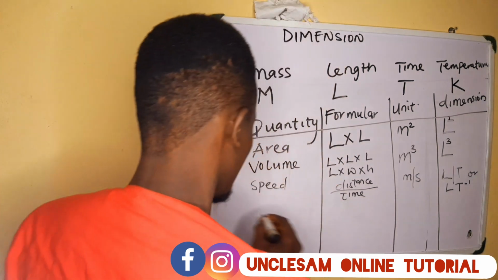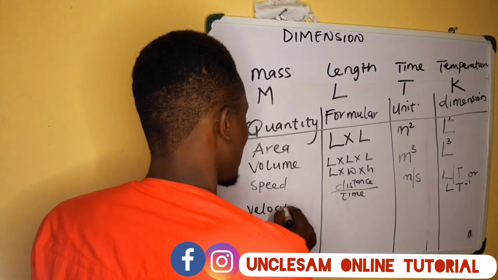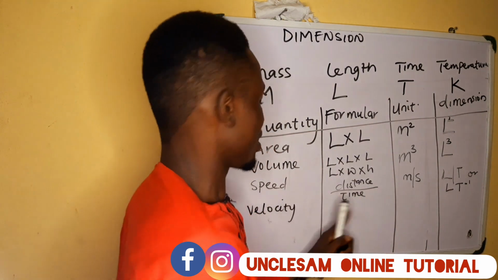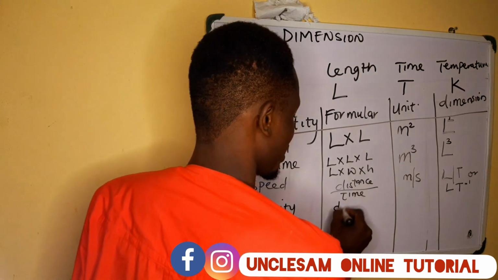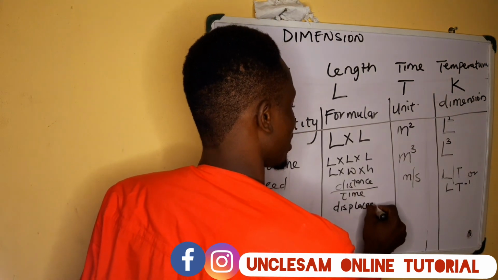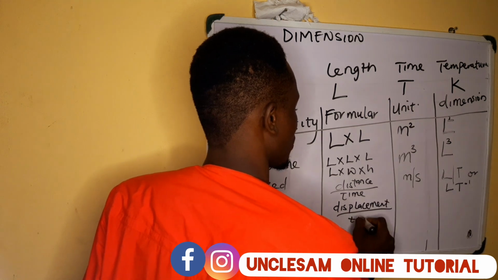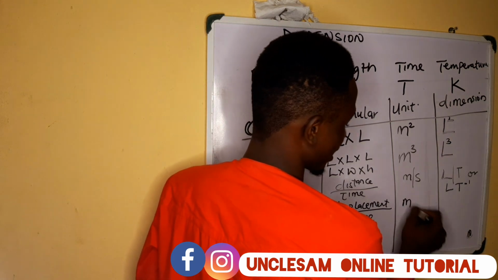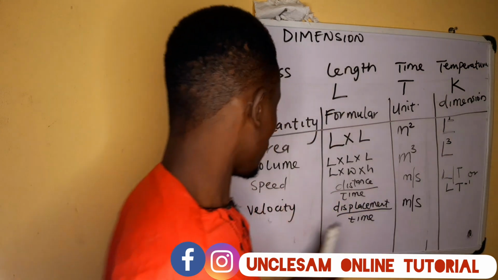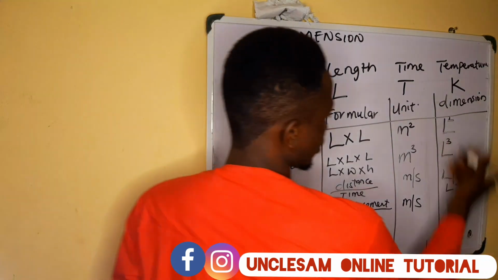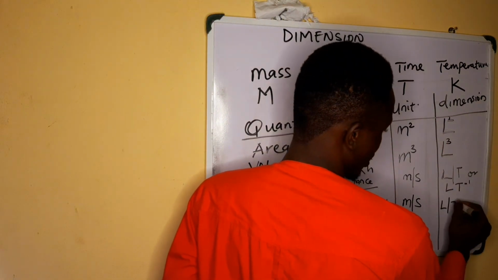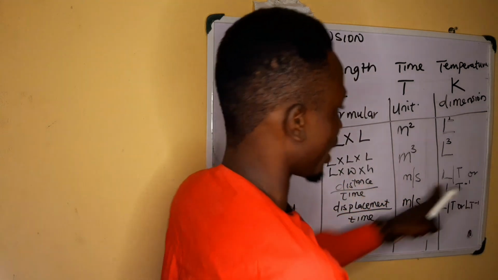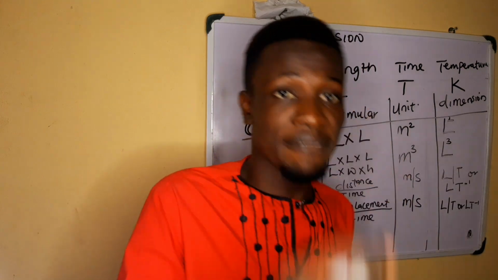We'll go over to the next one, which is velocity. I hope you know that speed and velocity are the same thing. So I'm just going to write the same thing that I did here, just that velocity is the rate of change of displacement with respect to time. The unit of displacement is still meters. The unit of time is second. So the unit of velocity is still meter per second, and the dimension will still be L/T, or LT to the power of -1. Why? Because anything over is negative, is inverse.